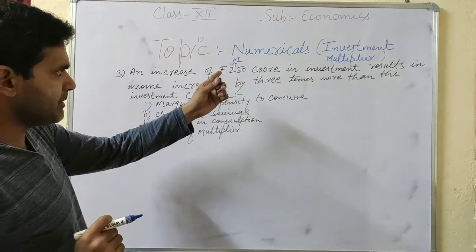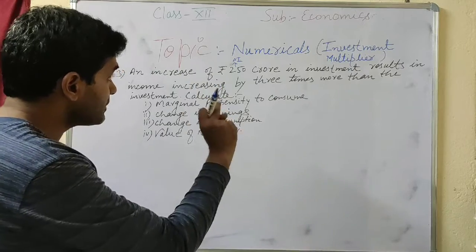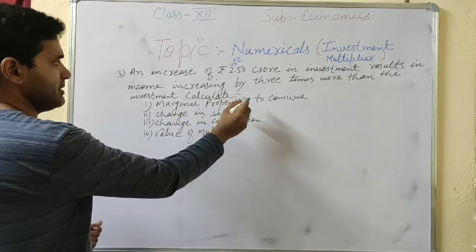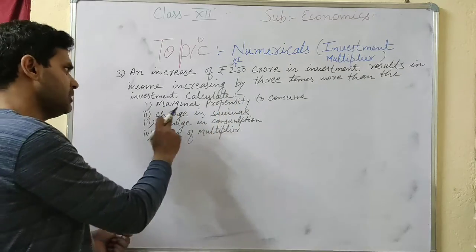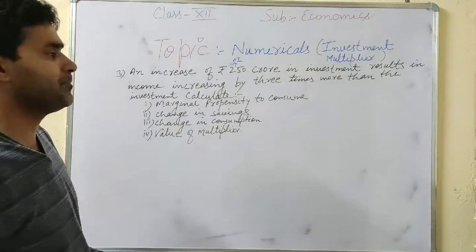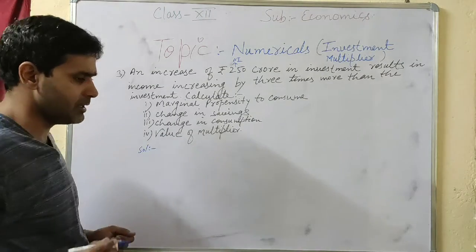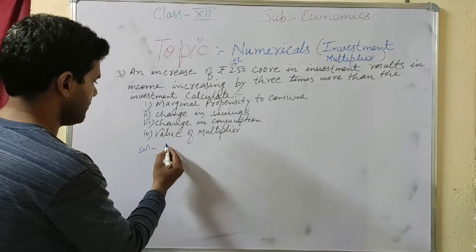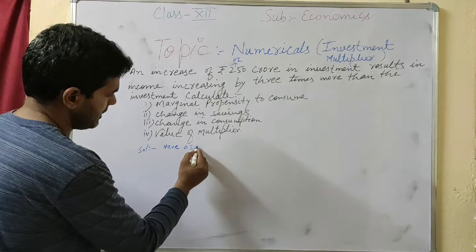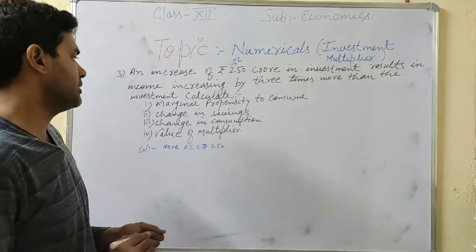Now if investment increases by 250, the income will increase by more than 3 times the increase in investment. So we have to calculate MPC, marginal propensity to consume, change in savings, change in consumption, and value of multiplier. So as far as the solution is concerned, first we will write what has been given for us here. Delta I is equal to rupees 250 crore.